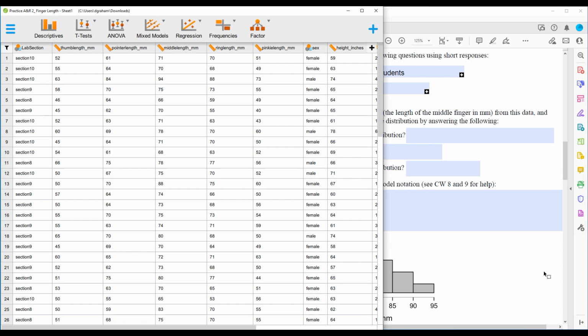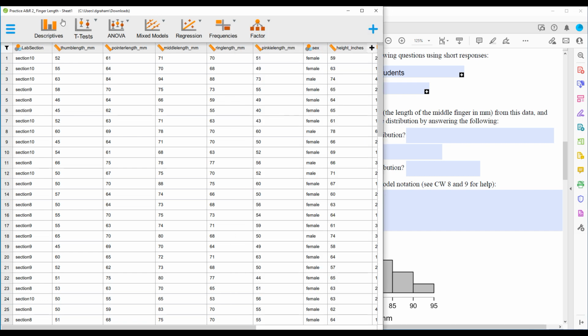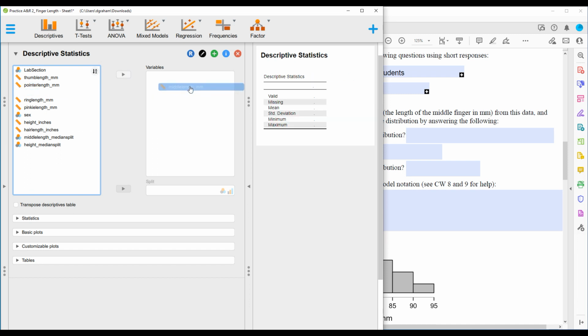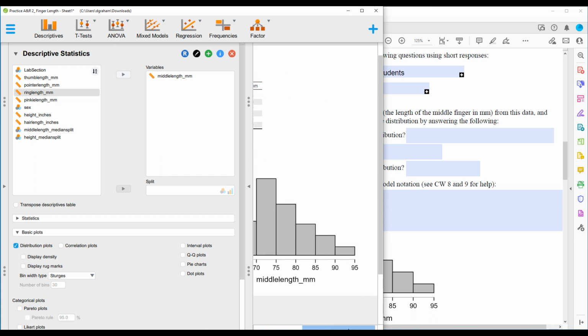Okay, so first we're looking at this variable, middle length, the length of middle fingers in millimeters. We want to look at the shape, the mean, and the standard deviation. So I already created the shape here, but so we can see where that comes from, we go to descriptives. We're interested in middle finger length. We see we get our descriptive statistics, including the mean and standard deviation that we need. And if I go under basic plots and click distribution plot, then you'll see where this histogram comes from.